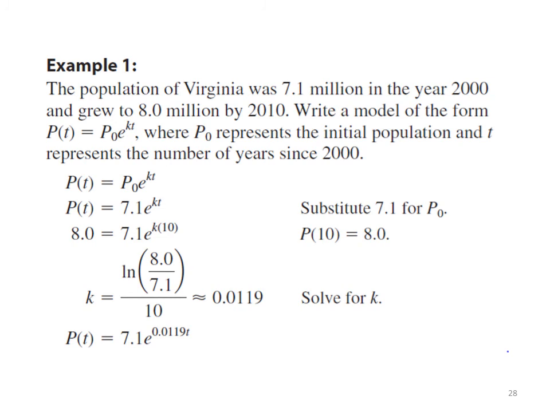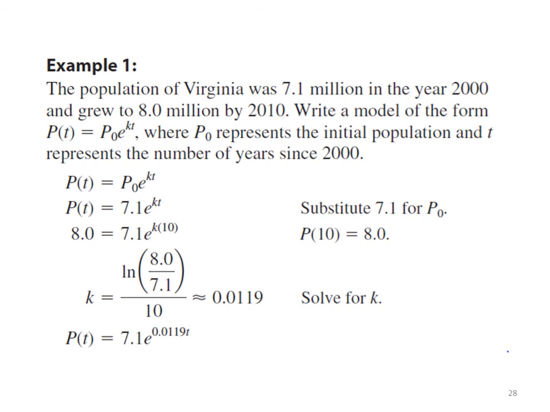And now it's solving an exponential function. You can do this first by dividing both sides by 7.1. You have 8 divided by 7.1 is e to the 10k. Apply the ln. Then ln of 8 over 7.1 is equal to 10k. And now k will equal ln of 8 over 7.1 divided by 10. You need a calculator for this. You will get k to equal approximately 0.0119. This is a constant rounded to 4 decimal places.